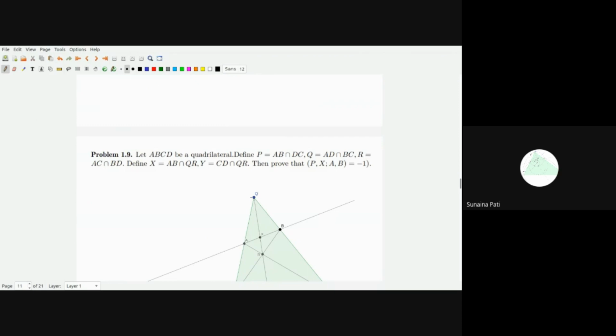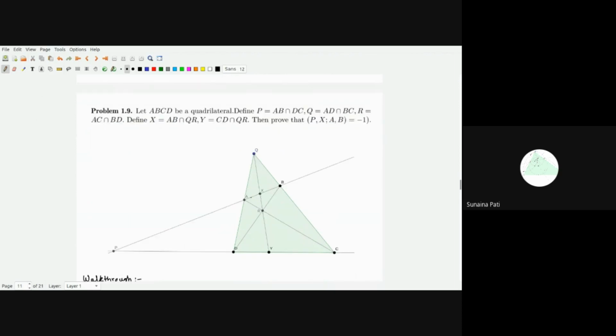Yeah, there was one last problem. After this, I promised we have three contest problems to do. This is the last problem. I'm pretty sure you guys will be able to do this soon.